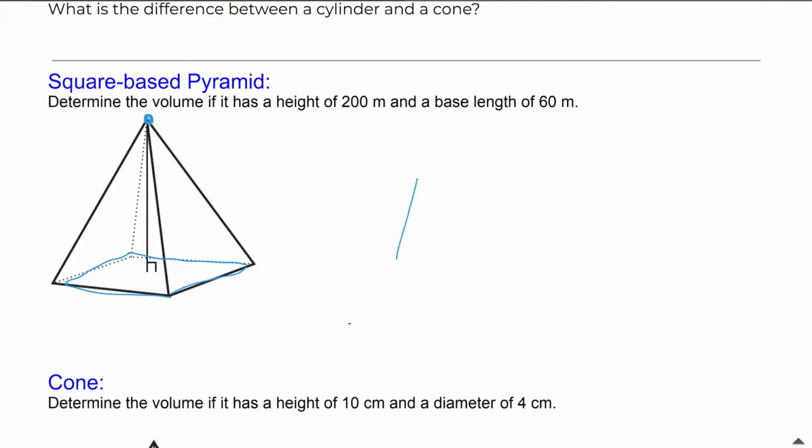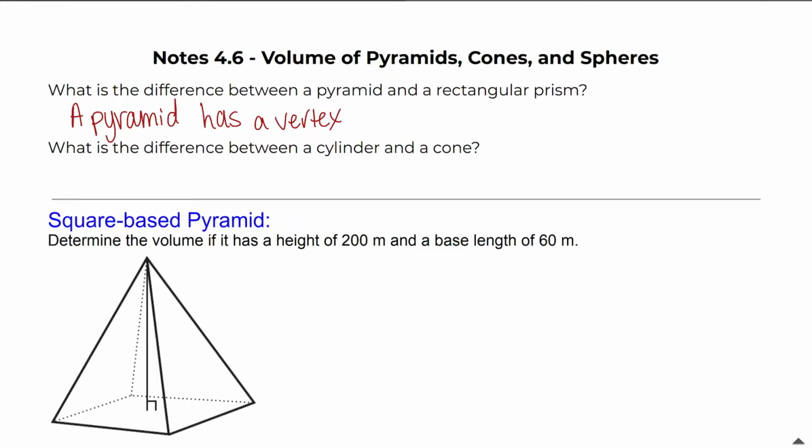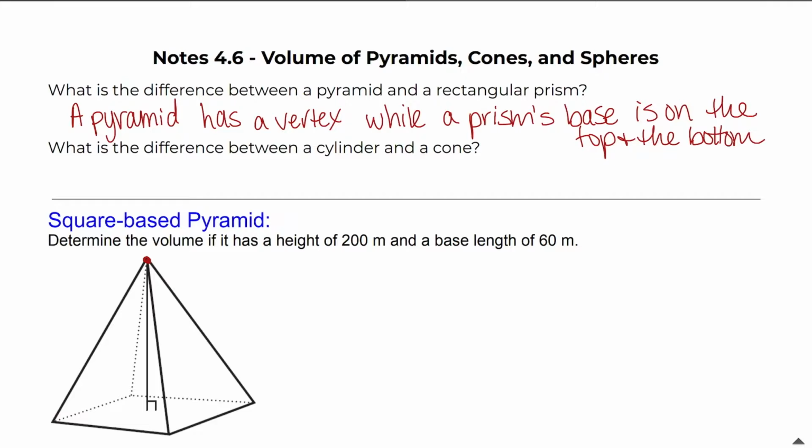Whereas if you were to look at a prism instead, the prism has two bases and they are parallel to each other. So it doesn't come up to a point like a pyramid does. And that point is called a vertex right here, while a prism's base is on the top and the bottom and they are parallel to each other.